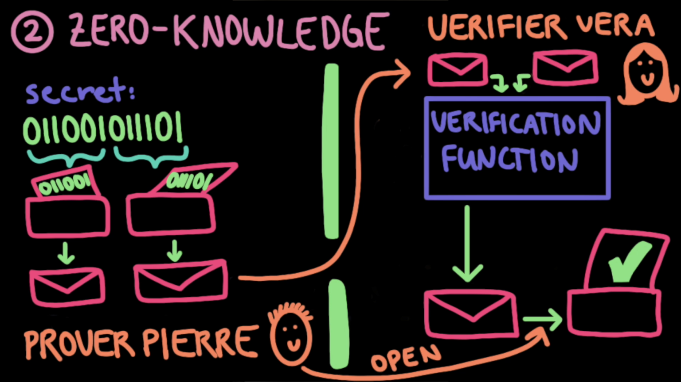Imagine there is a way for Pierre to put his secrets into magic envelopes that hide the content but still allow Vera to compute on them. Pierre gives these envelopes to Vera, who then computes the verification function over the envelopes and opens only the function output envelope to check it's a 1, but she never sees any secrets. But how is this magic even possible?